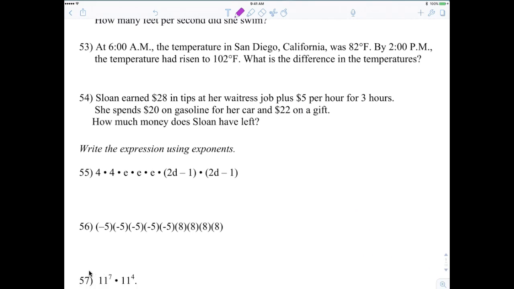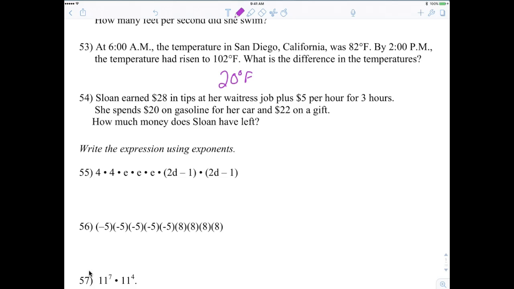All right. It says at 6 a.m. the temperature in San Diego was 82. By 2 p.m. the temperature had risen to 102 degrees. What is the difference? Well, that should be pretty easy for you guys. All right. Number 53. So from 82 to 102 was what? 20 degrees. So I'd want you to say 20 degrees Fahrenheit.